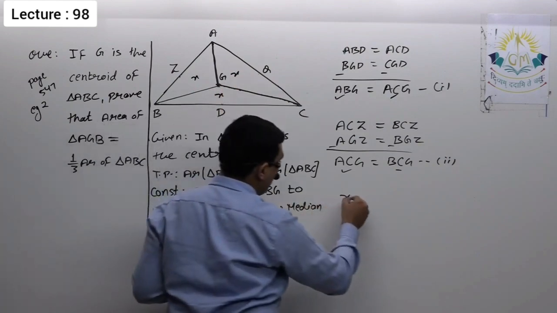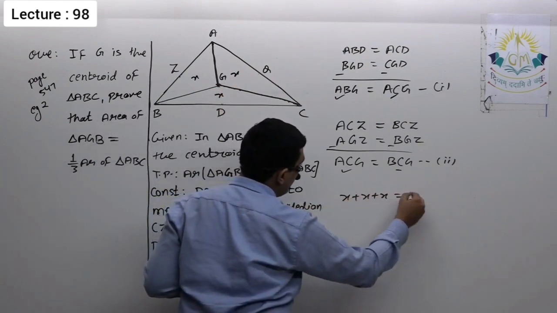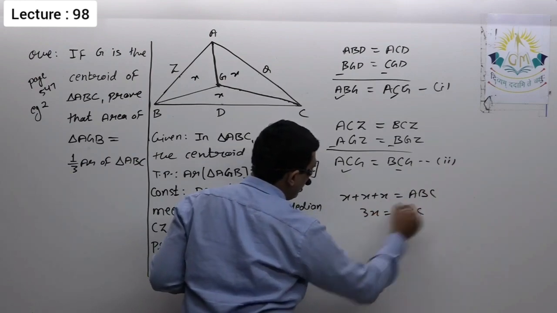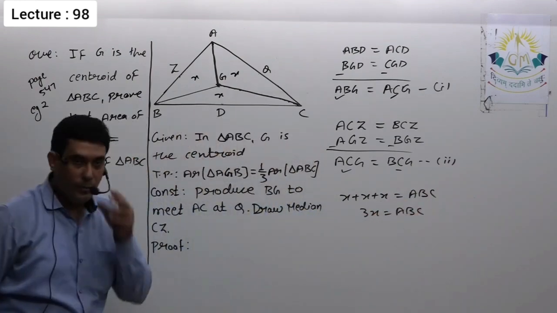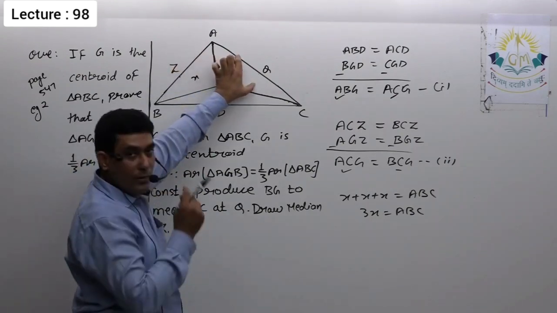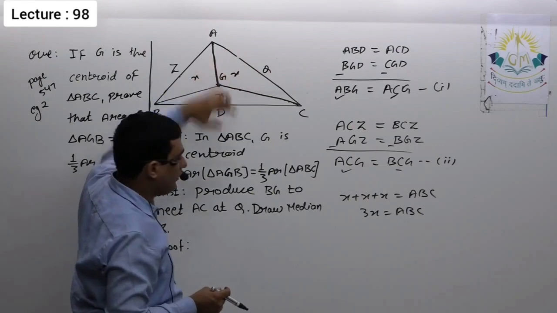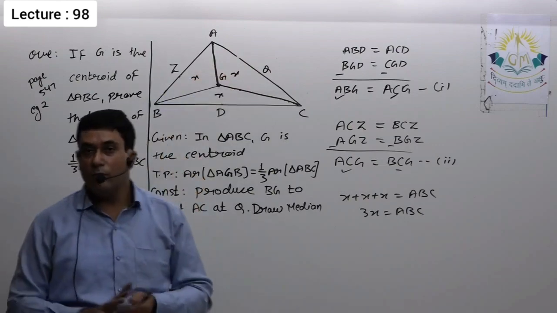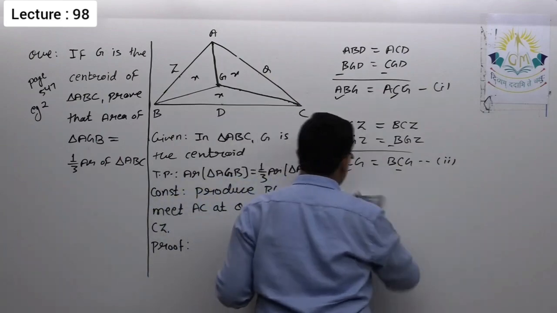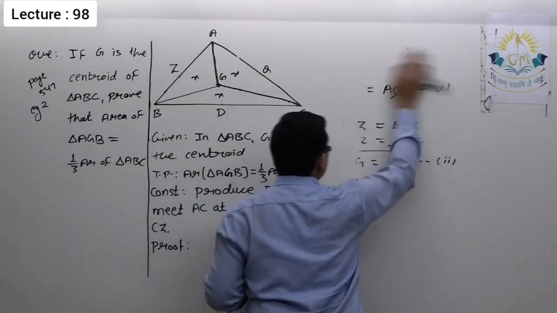So I can say x plus x plus x is equal to ABC. That means 3x equal to ABC. So I can say x is equal to ABC by 3. That means area of ABG is equal to area of ACG is equal to area of BCG is equal to 1/3 of area of triangle ABC. So now we'll see its solution in detail.